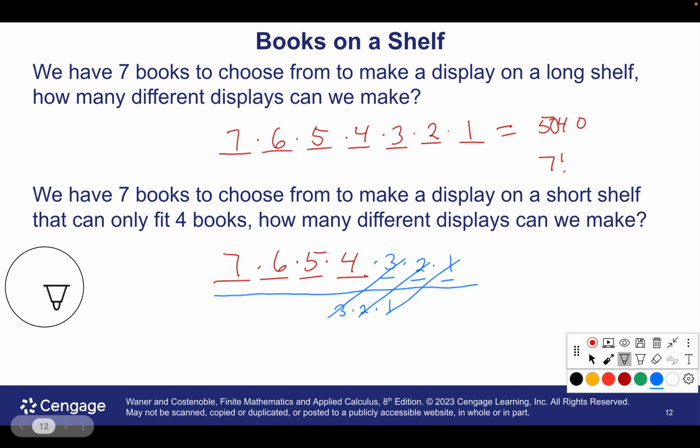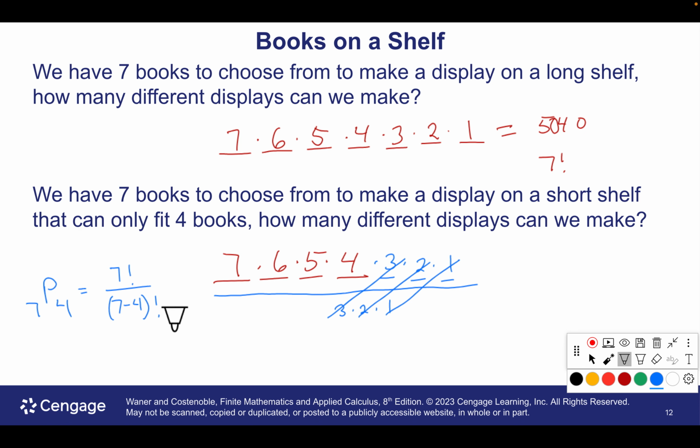So that's sort of the formula way that it works. So we call this a permutation. We've got 7 books to choose from. We're only going to use 4 of them. And so the way we calculate this is we say, okay, that's going to be 7 factorial over 7 minus 4 factorial, because we're only going to use 4 of them, right? 7 minus 4 is actually 3. And that's what we have here.